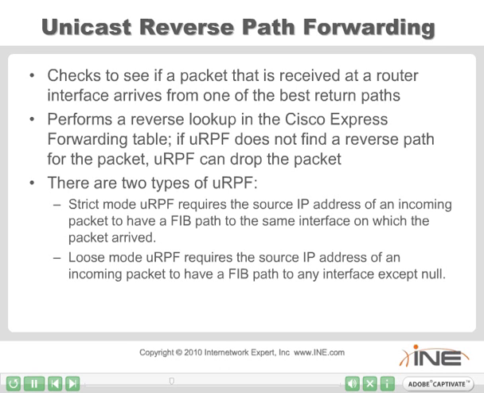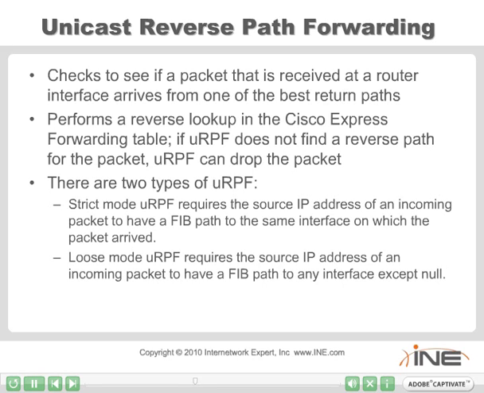So with uRPF, we're looking at the traffic source information: where did this traffic come from? Normally, traffic comes into the router, it looks at the destination, and looks at the forwarding information for that destination prefix. In this case, we're taking things a step further, looking at the source. So looking at the source address and at the reverse path: what path would the router take to get to that network? Now different modes we have are strict mode or loose mode.